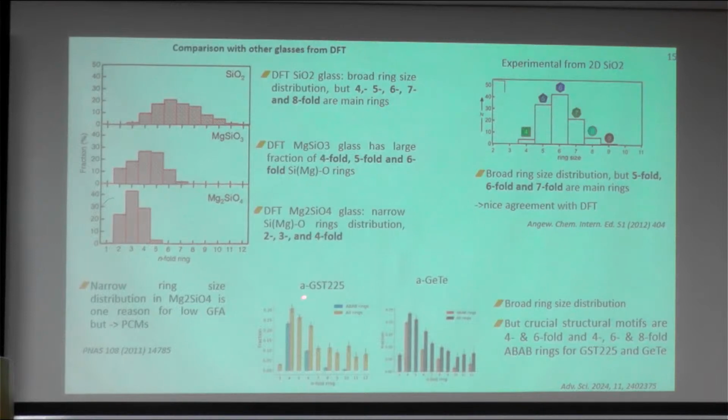In amorphous GST and amorphous germanium telluride, they have this structural motif, these rings. For amorphous GST it is mainly 4 and 6 fold, and 4, 6, and 8 AB rings for GST225 and germanium telluride. Overall, the ring distributions are broad, as in other glasses, but the interesting part here is these AB rings, with the distribution 4, 6, and 4, 6, 8.